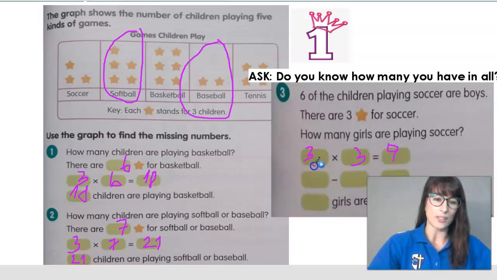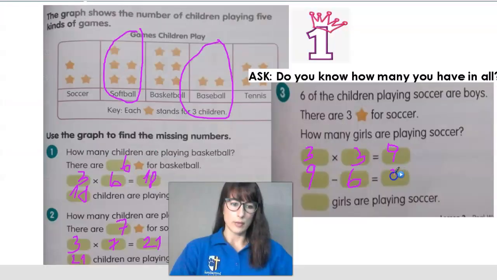And now I can go ahead and take the number 9 and take away from it the 6 boys that they told us are playing soccer. Now 9 minus 6 is 3. So there are 3 girls playing soccer.